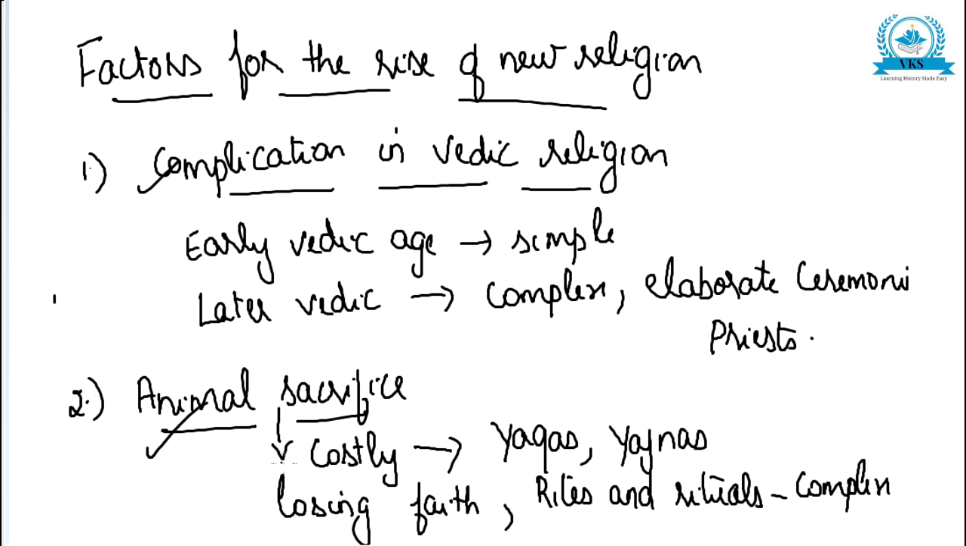So animal sacrifice was a very costly affair, and people started losing faith in the religion. Rites and rituals became very complex, and for anything they started to recommend yagas and yajnas. So this was the second factor for the rise of new religion. First factor, complication in Vedic religion. Second factor, animal sacrifice. Now the third factor for the rise of new religion was chanting of mantras.